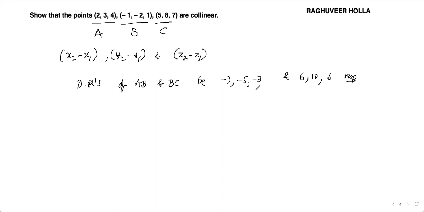And as we can see that AB and BC are proportional, we get that AB is parallel to BC. So therefore the points are collinear.